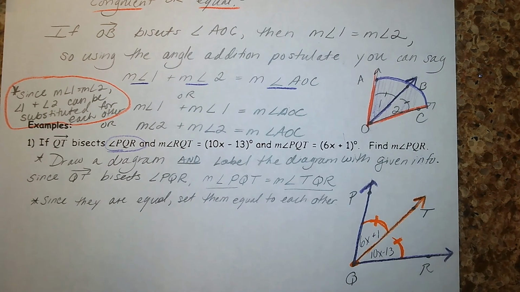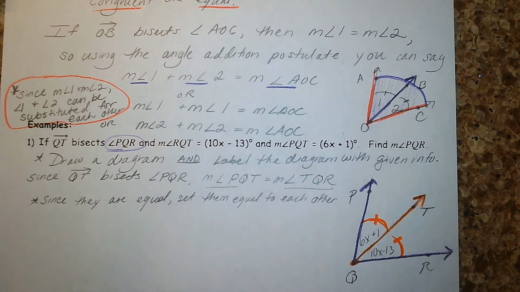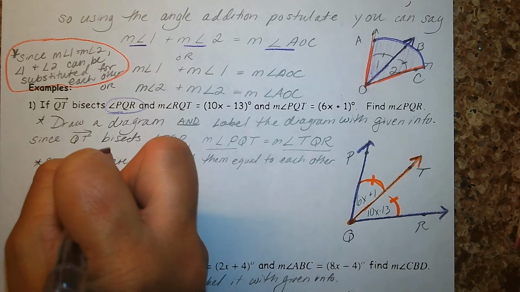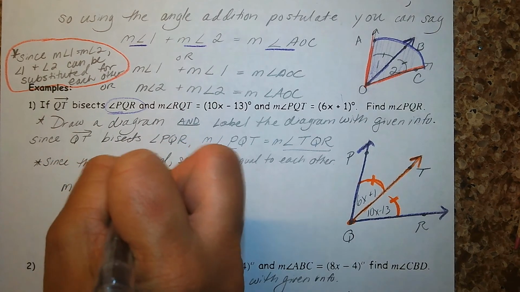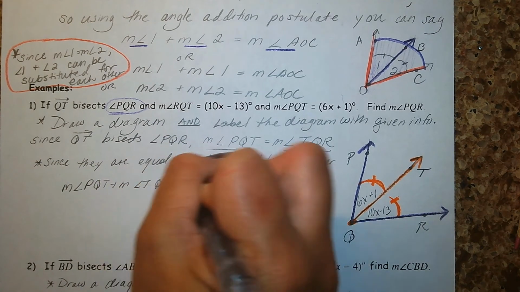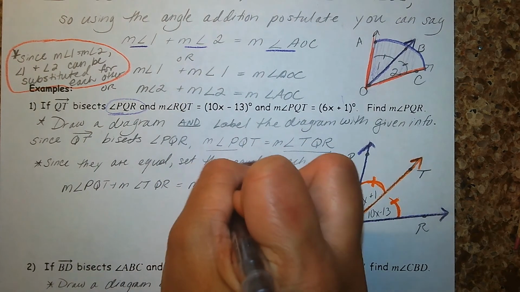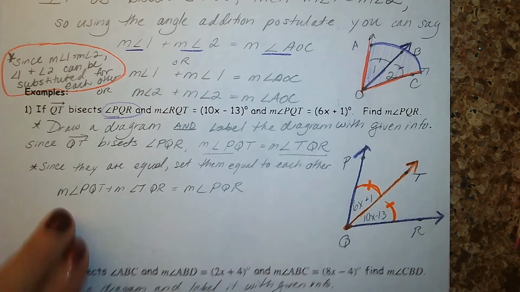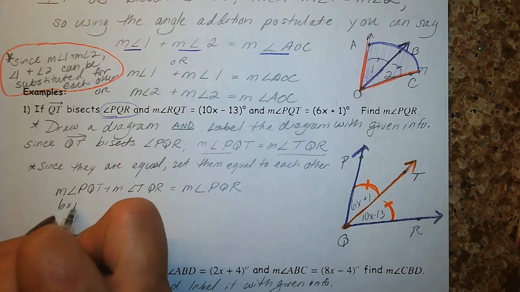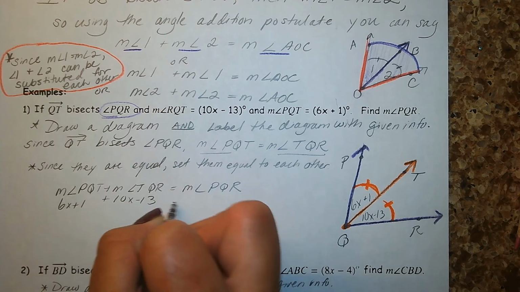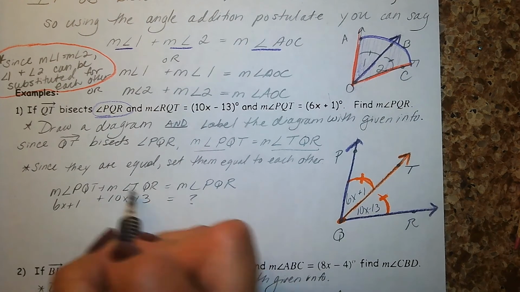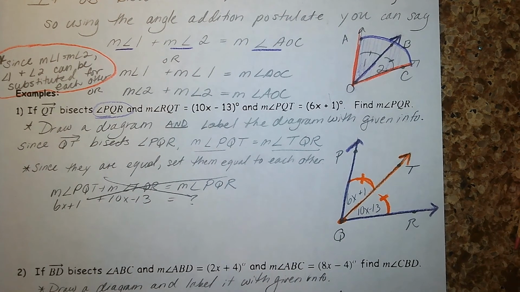Super important here, because you've got these two pieces, and you know they're equal. Many people are going to want to jump in and say, oh, this is an angle addition problem. I'm just going to say that the measure of angle PQT plus the measure of angle TQR is equal to the measure of angle PQR. Yes, that is true. Here's the problem. If I start substituting in 6x plus 1 plus 10x minus 13, what am I going to put over here? I will not be able to solve this. So we don't want to use this for this problem. We have to do something different.